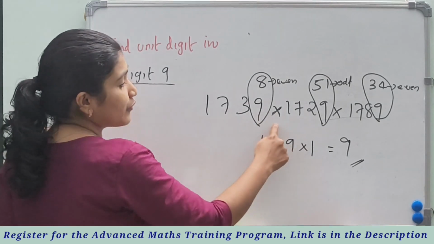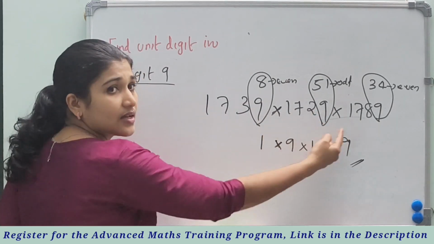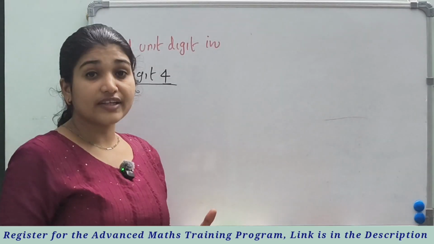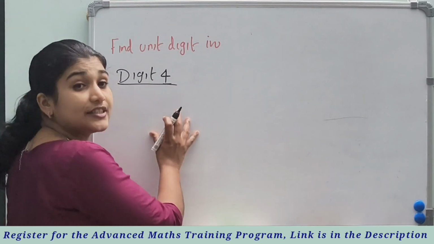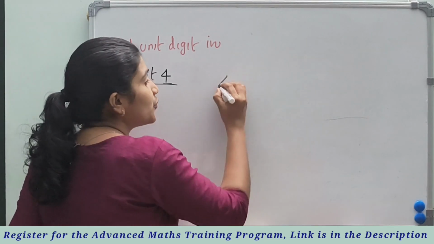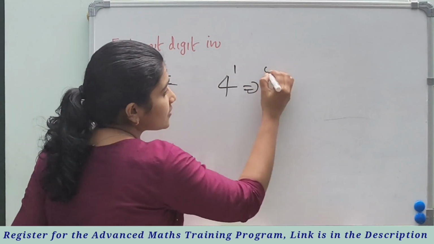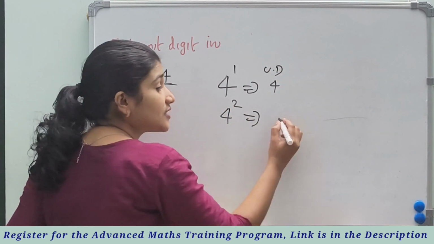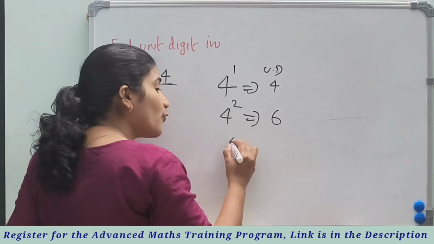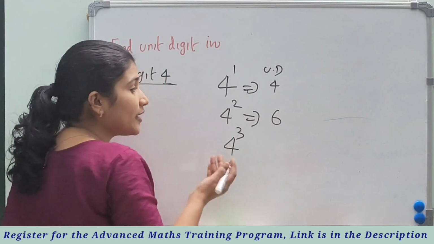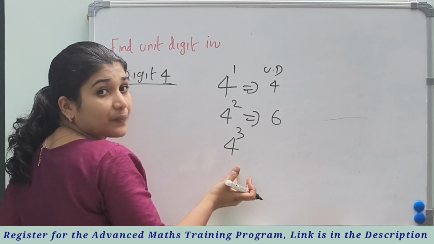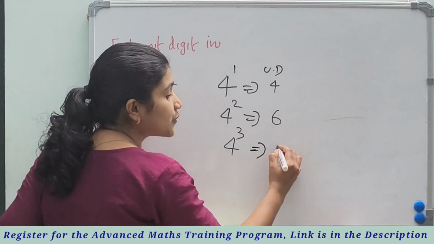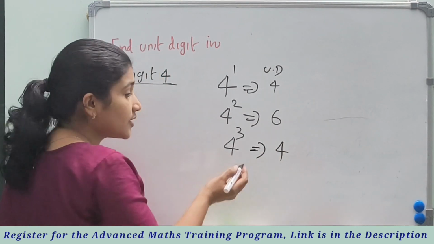In this way, even if it is plus, minus or into in between, you can use the same concept. Now we have learnt about digit 9. I will club digit 4 into it. The unit digit in 4 raised to 1 is 4 and the unit digit in 4 square is 16, so 6 is the unit digit. Now 4 cube means 4 square into 4. Unit digit in 4 square is 6, so 6 into 4 is 24. So 4 is the unit digit in 4 cube.